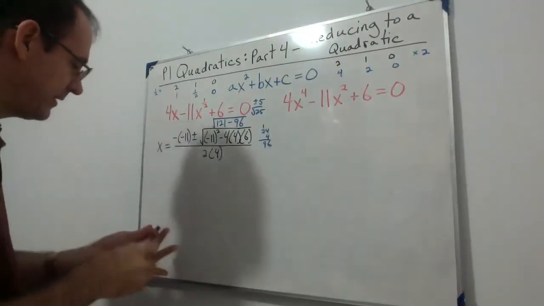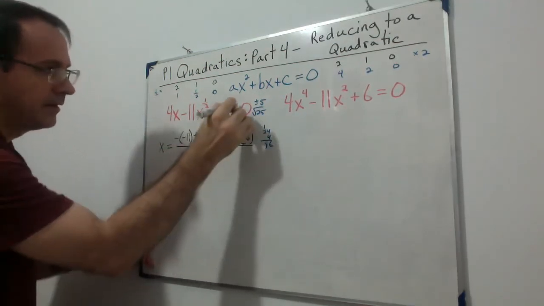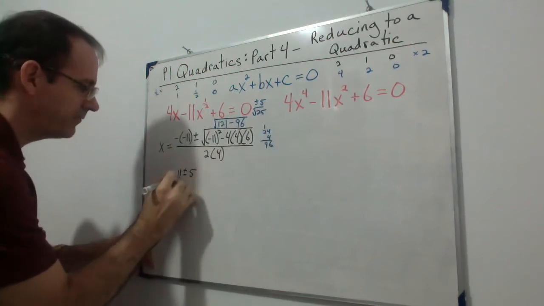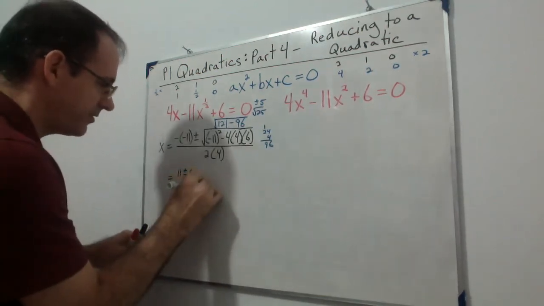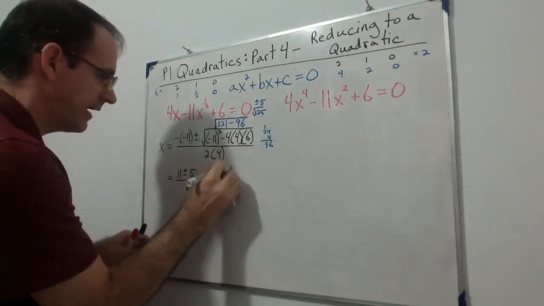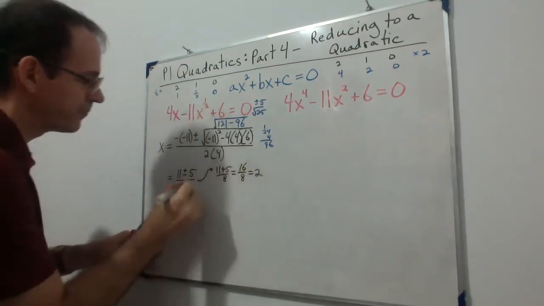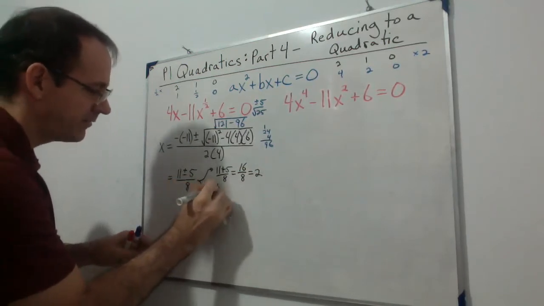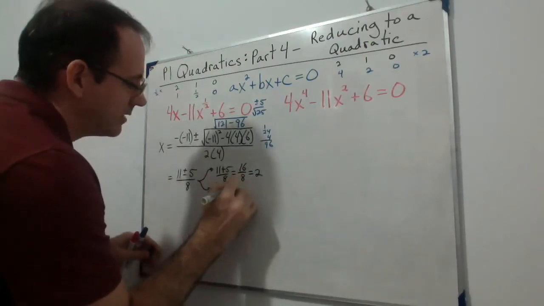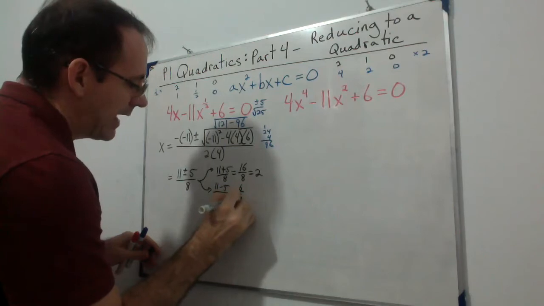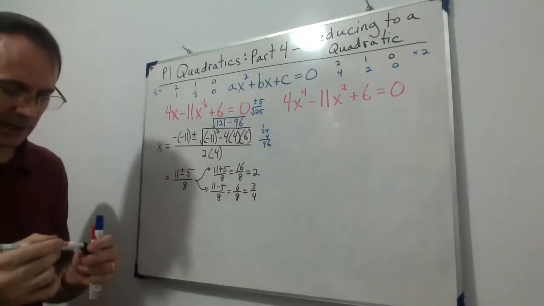So what we're going to end up with here is positive 11 plus or minus 5 all over 8, okay? And this becomes 11 plus 5 over 8, which is 16 over 8, which is 2. And this becomes 11 minus 5 over 8, which is 6 over 8, which is 3/4. Okay? Now, I'm going to stop right there.